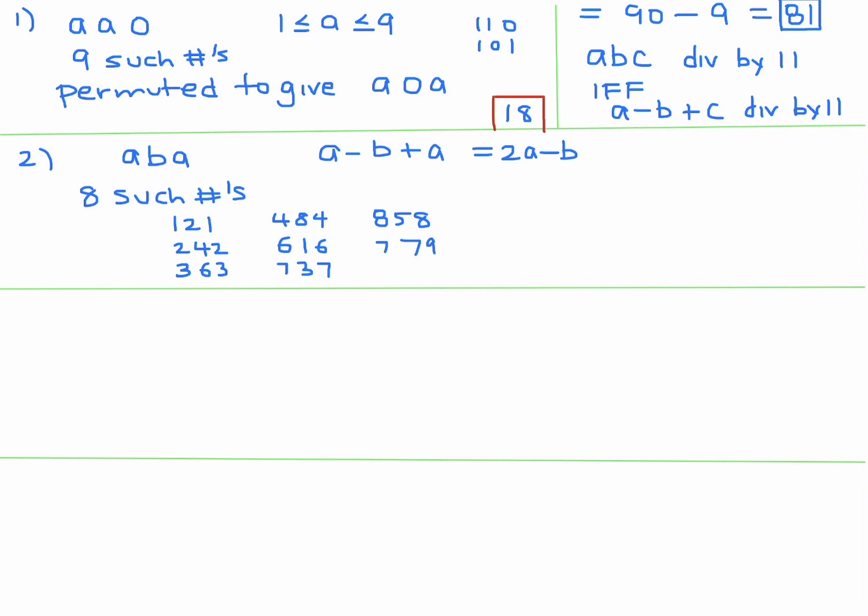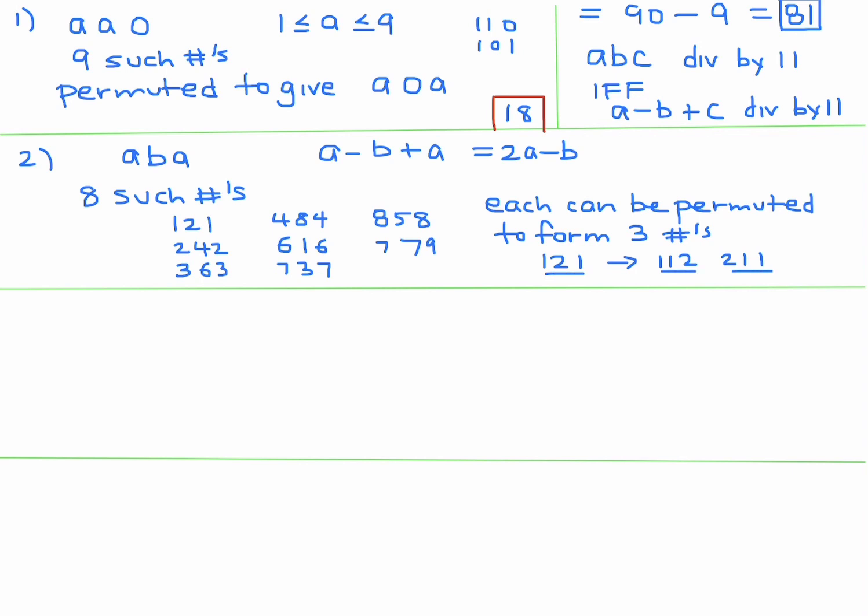And these 8, again, each of them can be permuted to form 3 numbers. So, for example, 1, 2, 1 can be permuted to 1, 1, 2, and 2, 1, 1. So there's 1, 2, 3, as you can see, numbers for each of those 3 permutations. And therefore, we had 8. They can form 3 each, so 8 times 3 is the total, which is 24. So we got 24 here.